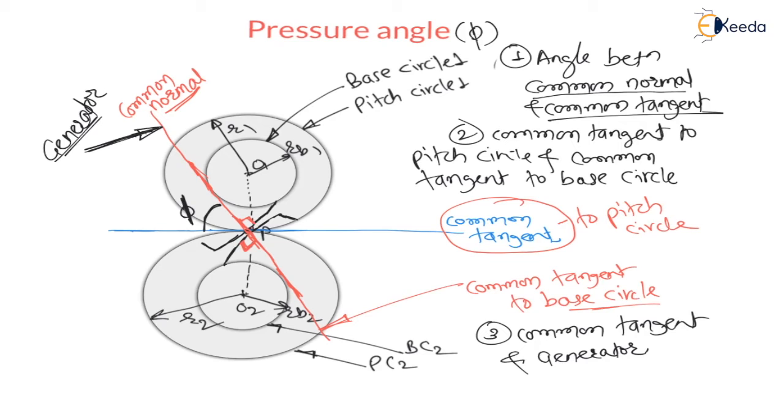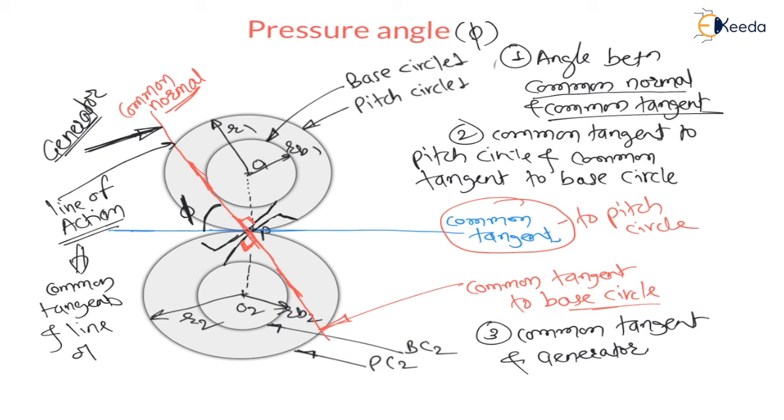Also, this common normal, or generator, or common tangent to the base circle, is also called the line of action, along which the actual force acts. Actual force always acts along the line of action. Therefore, the pressure angle is also defined as the angle between the common tangent to the pitch circle and the line of action. This is again another definition of pressure angle.